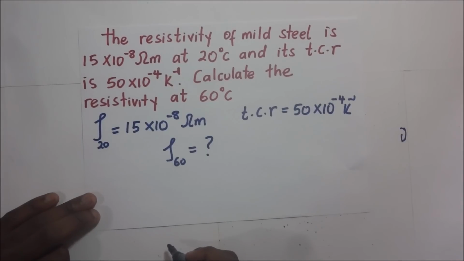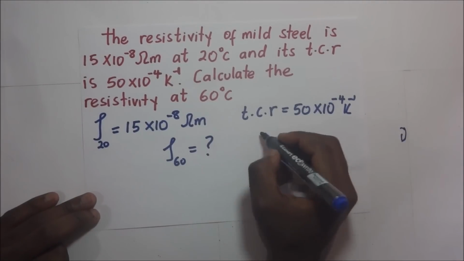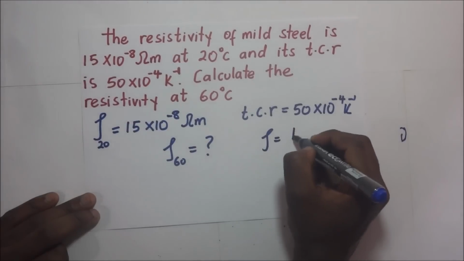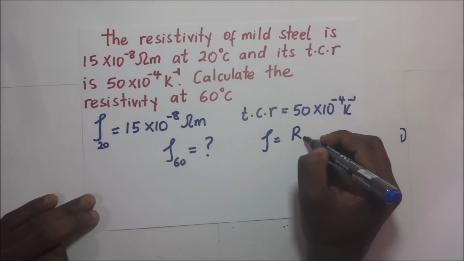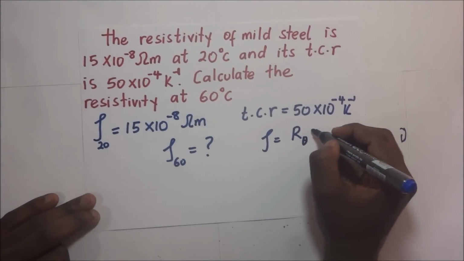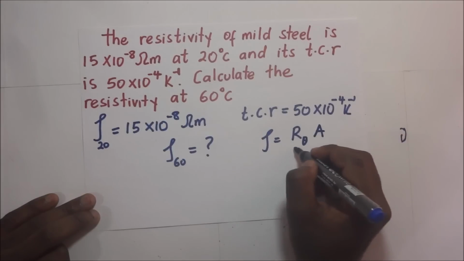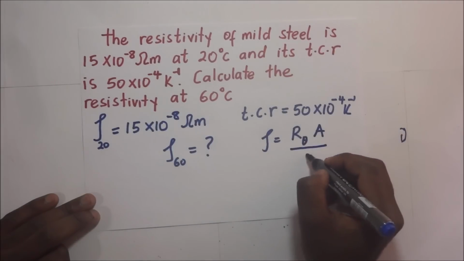Now we all know that the formula for resistivity is the resistance at that unknown temperature times the cross-sectional area, divided by L.